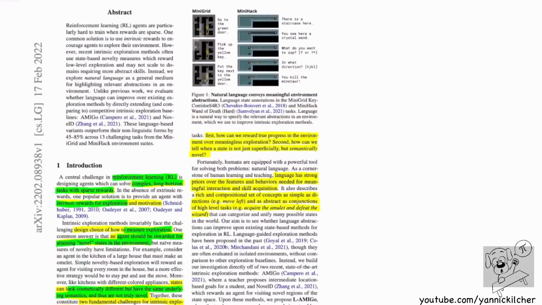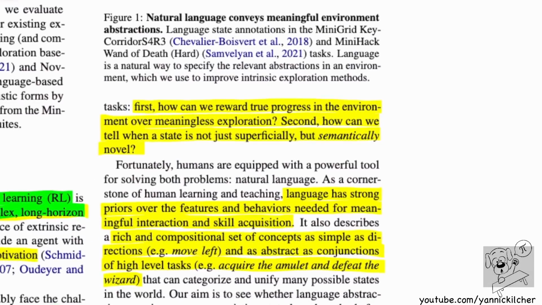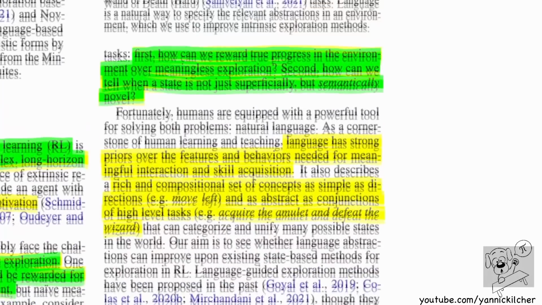So, the two fundamental challenges for intrinsic exploration they list here is, first, how can we reward true progress in the environment over meaningless exploration? Second, how can we tell when a state is not just superficially but semantically novel? And that's where they add in language.